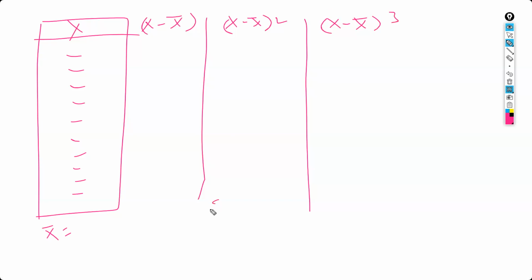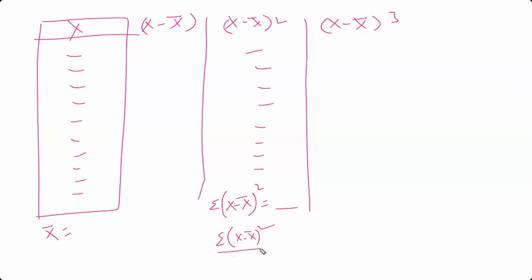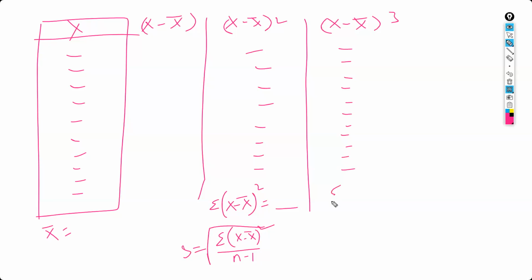After calculating, first take the sum of x minus x bar whole square, that is, for this particular column you do the sum. Then x minus x bar whole square divided by n minus 1, and apply the square root, which is nothing but the standard deviation. With this one is completed. Now come to this column. For every row you calculate x minus x bar whole cube. For this also you do the sum, and you will get some sum.